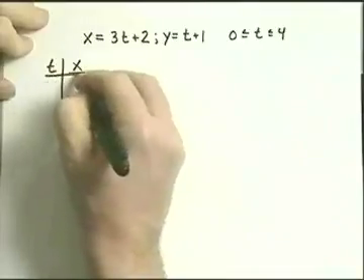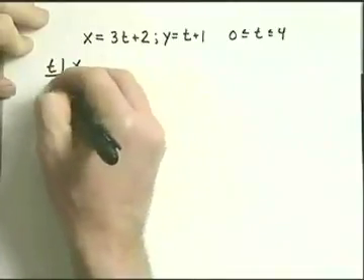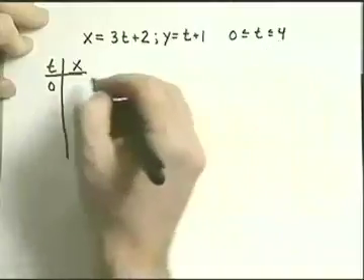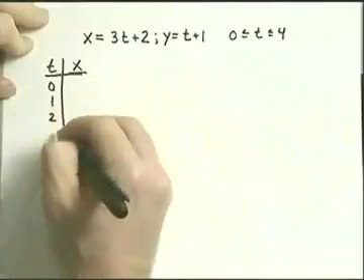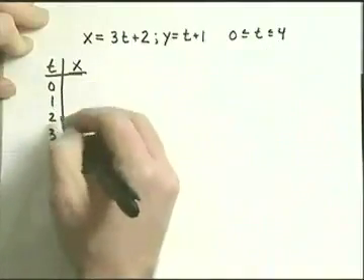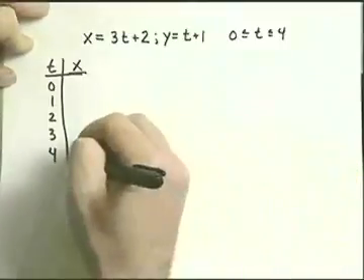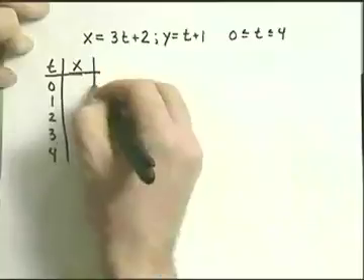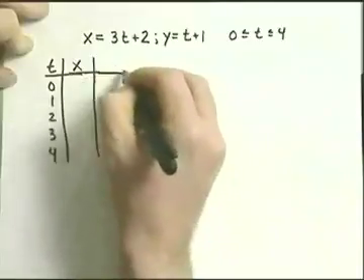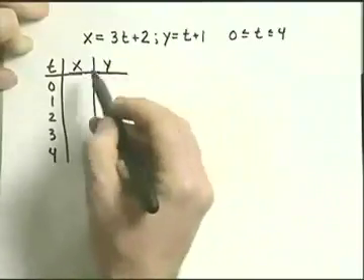I'm going to create values for t. Since I want t to go from 0 to 4, what I'll do is make a list of values of t from 0 to 4, increasing the values by 1. Then what I can do is use the equations to find the corresponding values of x and y.